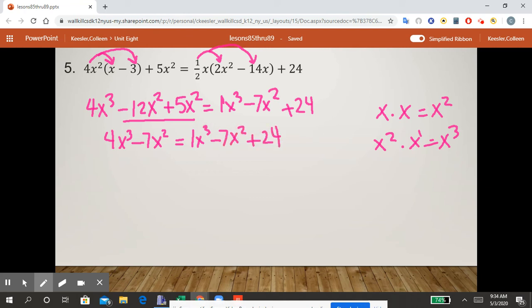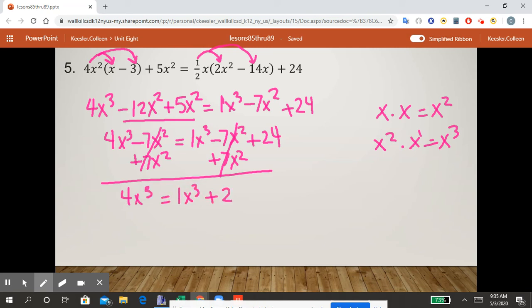Now, like we saw in those earlier equations, we have the same term on both sides. So if I add 7x squared to both sides, the negative 7x squareds cancel out, making this an easier equation to solve. So now I have 4x cubed equals 1x cubed plus 24. So now I'm going to subtract that 1x cubed, and I get 3x cubed equals 24.